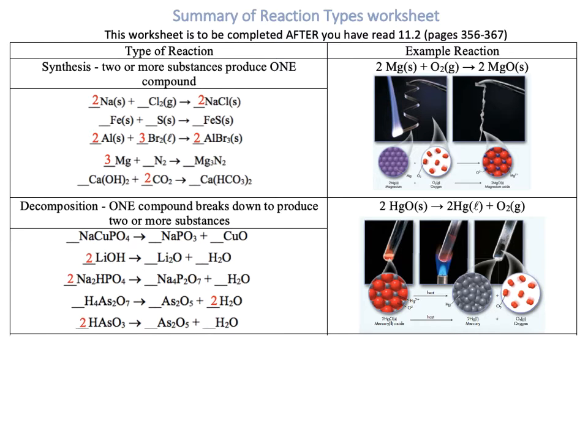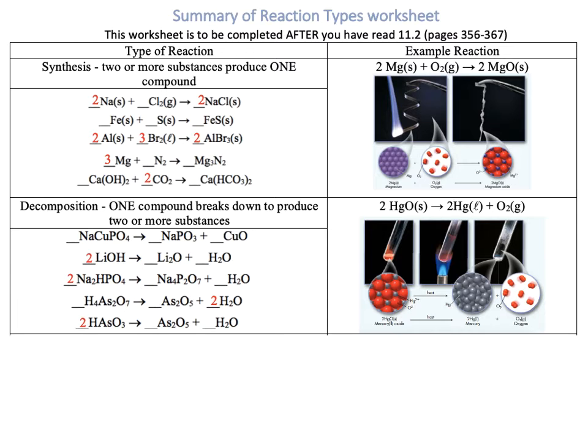Summary of Reaction Types worksheet. This worksheet is to be completed after you have read 11.2, which is pages 356 through 367. I'm going to show you the 5 main types of reactions with examples.